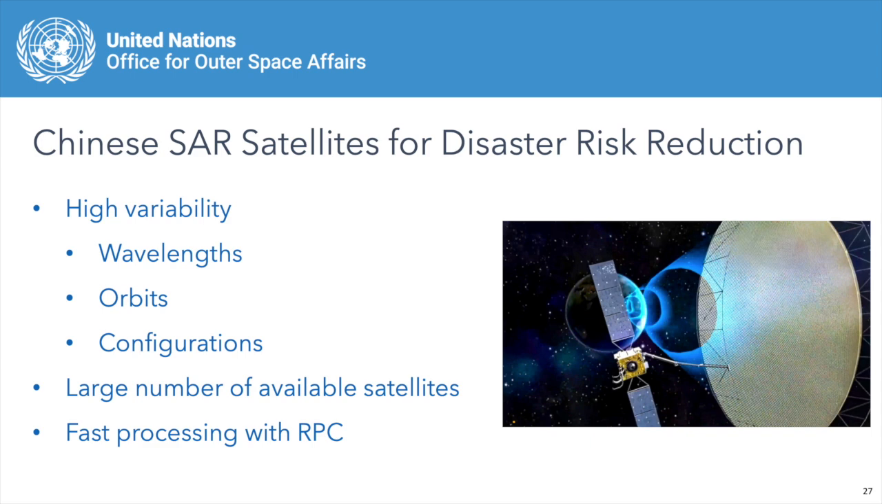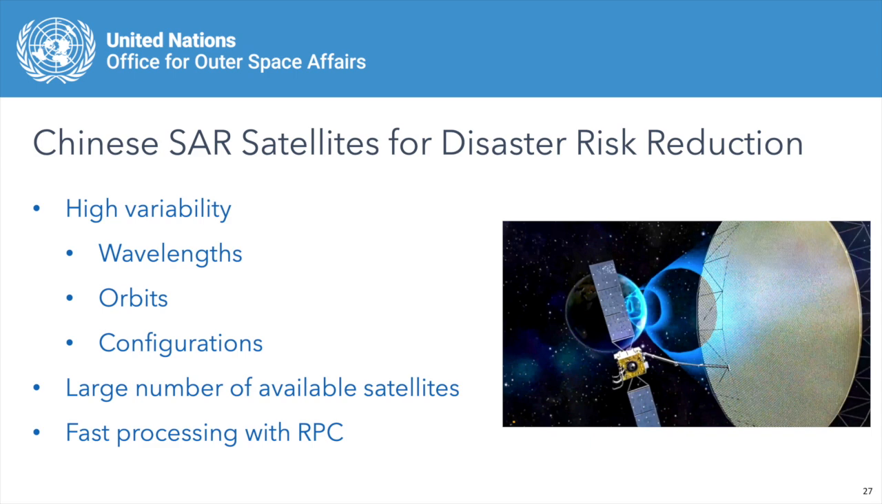Chinese SAR satellites for disaster risk reduction have the advantage of a high variability of different sensors with different wavelengths, different orbits and different configurations, and a large number of available satellites. And this allows us to get the data fast. If you have many satellites in space, then if a disaster happens, you have a good chance to get data quickly with the next overpass of your satellites.